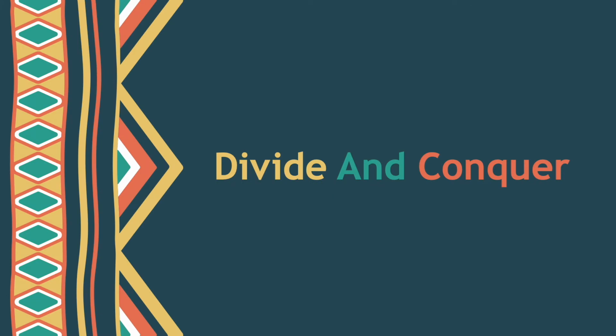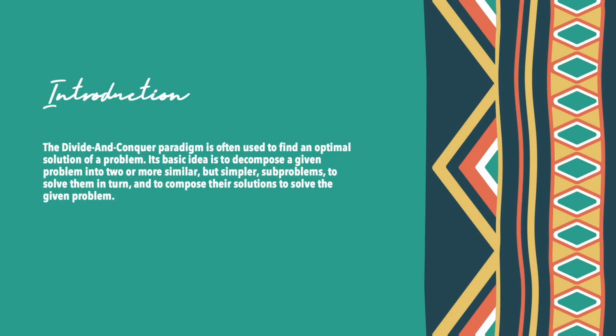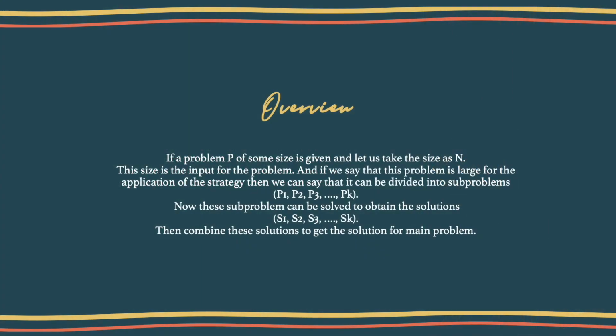Okay guys, so now let's look at the in-depth insights of what the divide and conquer strategy really is. This topic is related to a strategy for solving a problem. If a problem P of some size is given, let us take the size as n. This size is the input for the problem. If this problem is large for the application of the strategy, then it can be divided into sub problems, for example P1, P2, P3 till Pk. It is our assumption only.